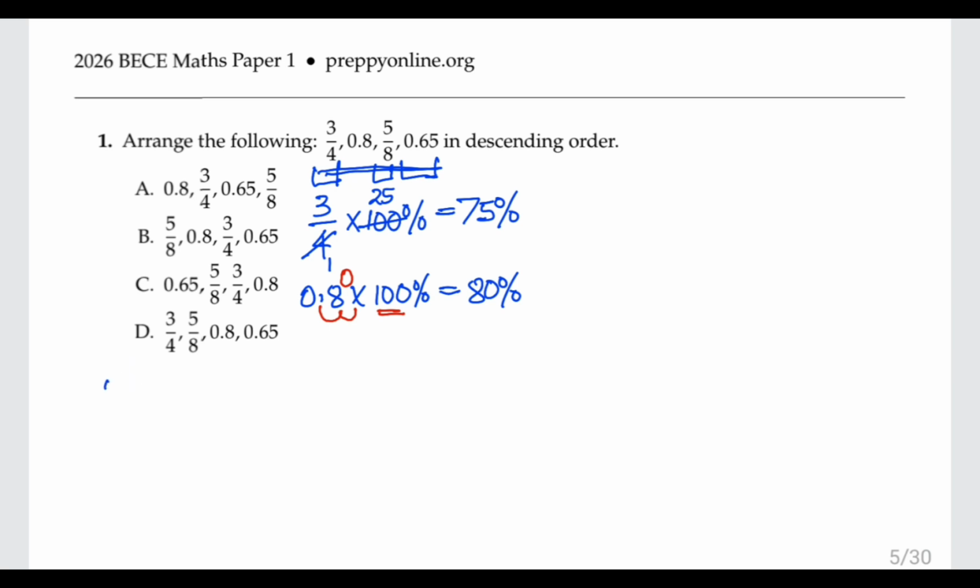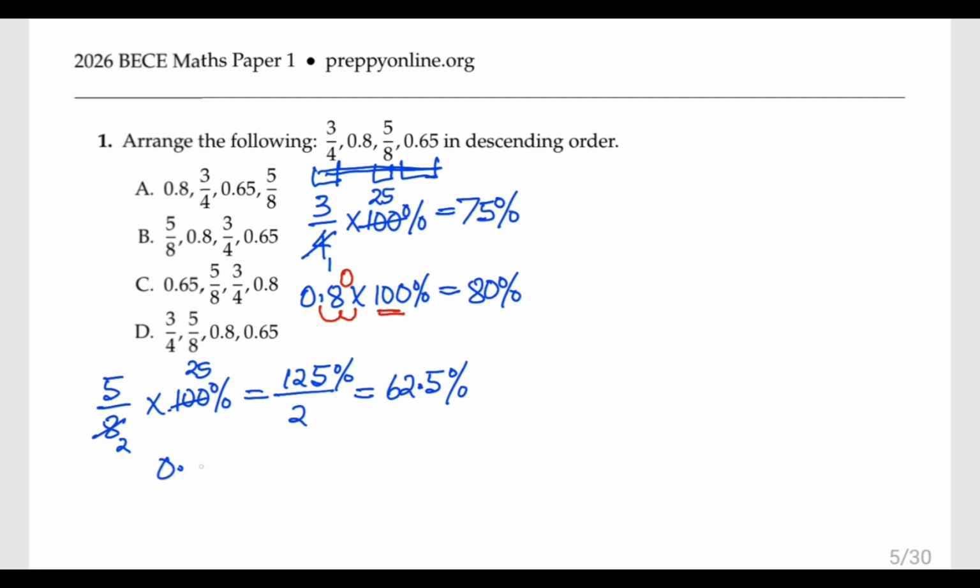Now we have 5/8. Let's try to write 5/8 as a percentage. We do that by multiplying by 100%. And what do we get? Well, 4 divides 8 to give 2, and 4 divides 100 to give 25. So 5 times 25 over 2. 5 times 25 is 125 divided by 2. That gives 62.5%. And then finally, we have 0.65.